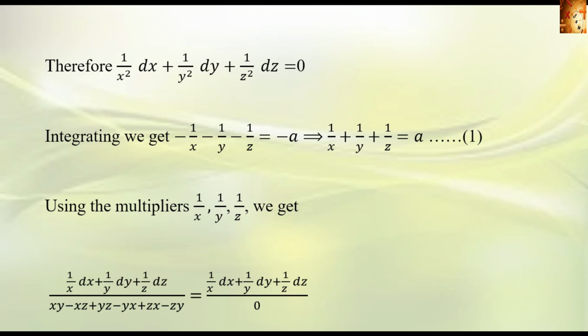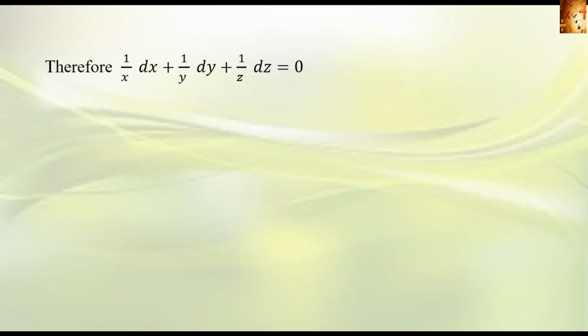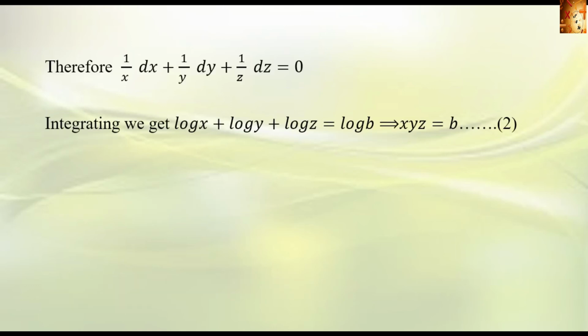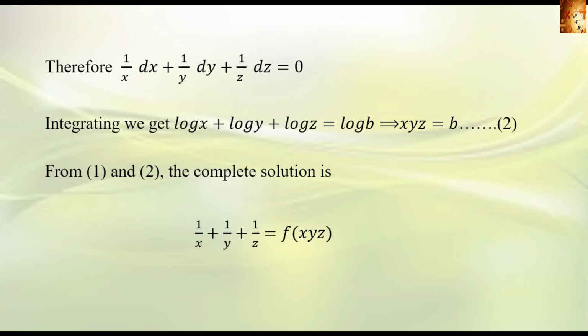as 0, and equating the numerator to 0 and integrating we get log x plus log y plus log z equal to log b, that is x into y into z equal to b. Therefore the solution is 1 by x plus 1 by y plus 1 by z equal to f of x y z, or phi of 1 by x plus 1 by y plus 1 by z is equal to f of x y z.